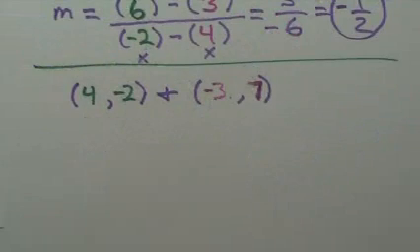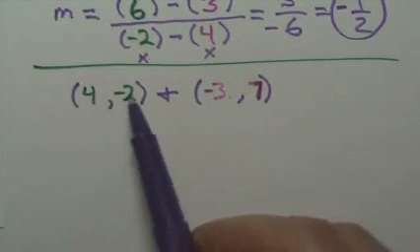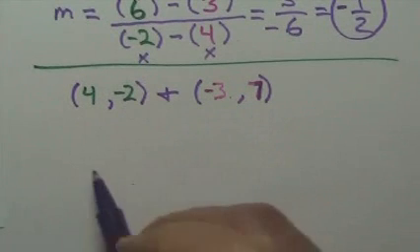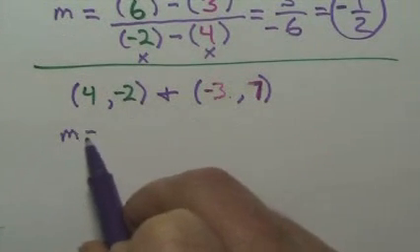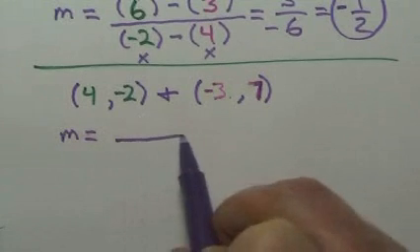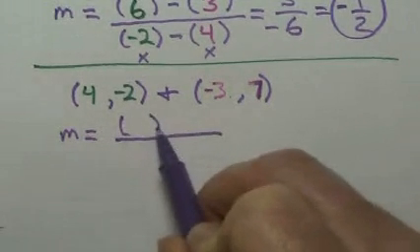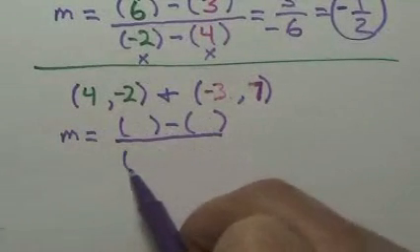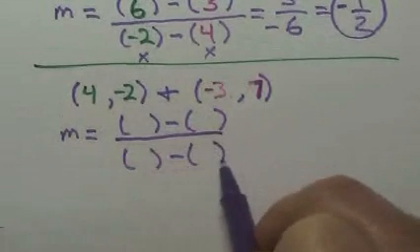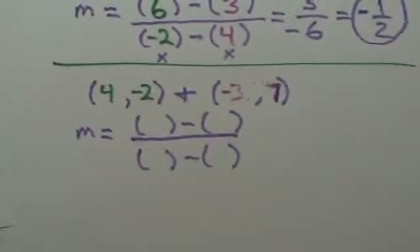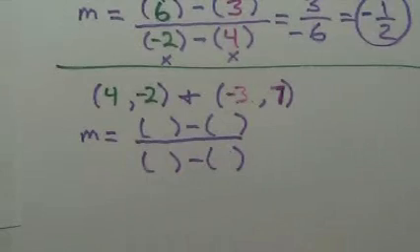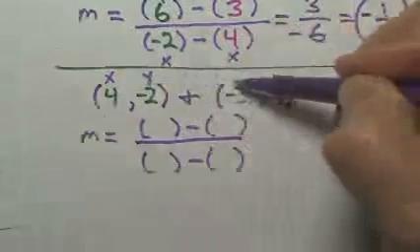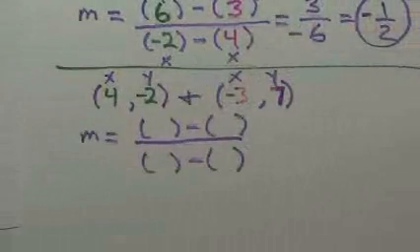Okay, we'll do 3 more examples. Here are our 2 points, 4, negative 2, and negative 3, 7. Remember, it's much easier to put these parentheses and the negative between them. Make yourself a little frame. And remember, this is your x, that's your y, this is your x, and this is your y.